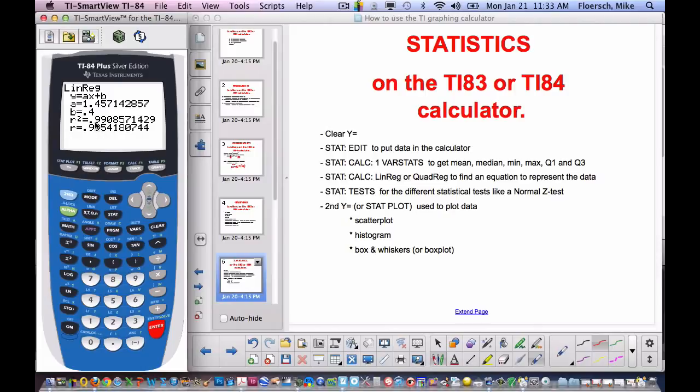If you can't find your R value because your calculator doesn't have it, you need to do something called diagnostic on. What you would do is second 0, which gives you the catalog, and this catalog gives you a list of everything that you may want to use. Here's absolute value. You can scroll all the way down to diagnostic on, or you can do alpha D, and hit enter again.